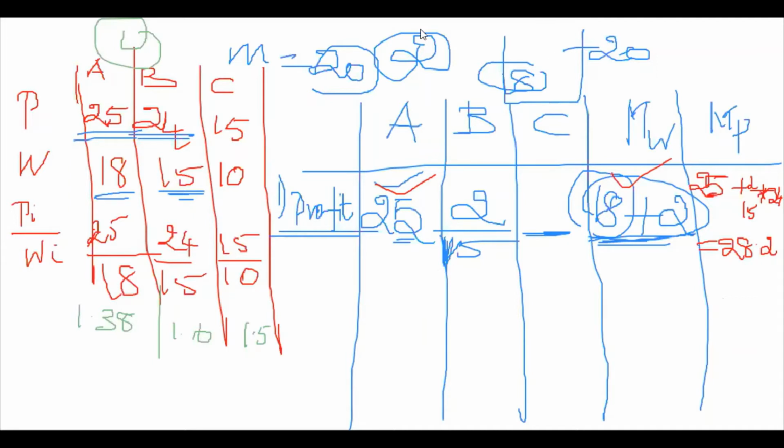Okay, what about the second criterion? The second criterion is based on weight, and in that we have to choose the minimum weight. This is for the second criterion. Out of these three objects, A, B, and C, which one is the minimum? C is the minimum. So now I am choosing object C.